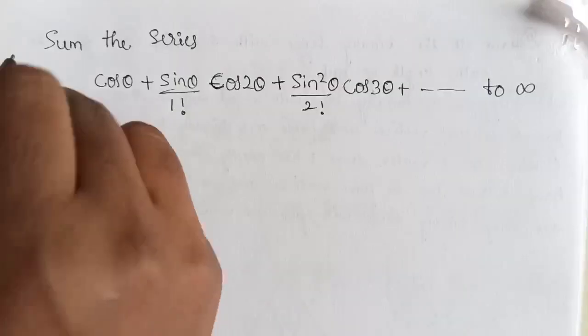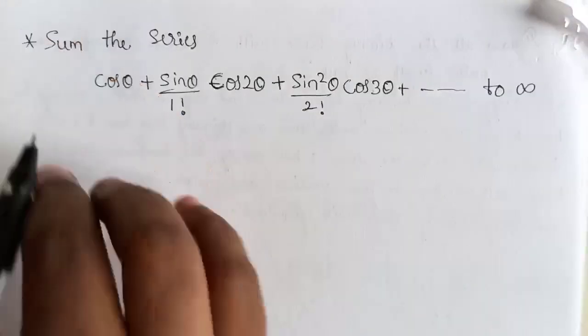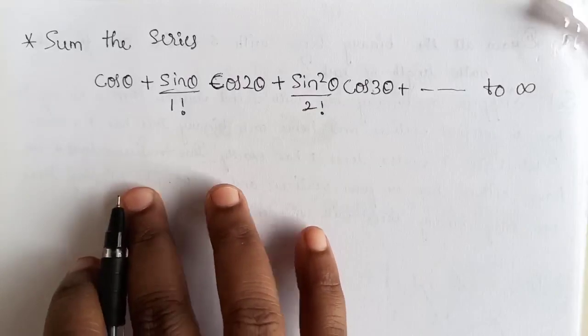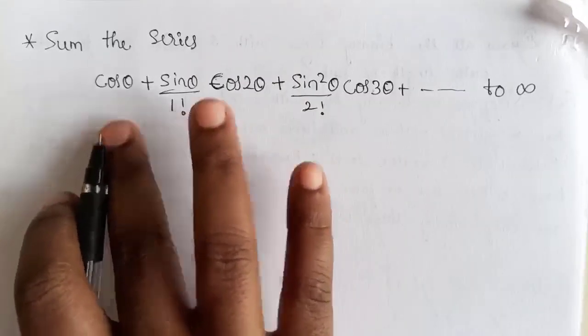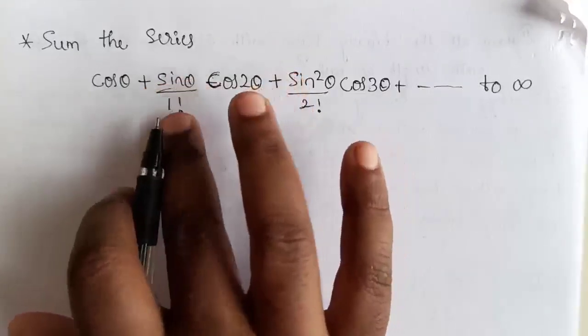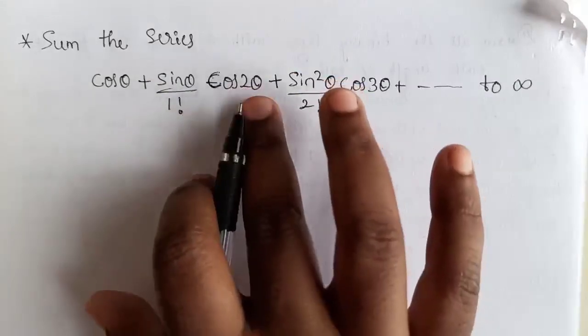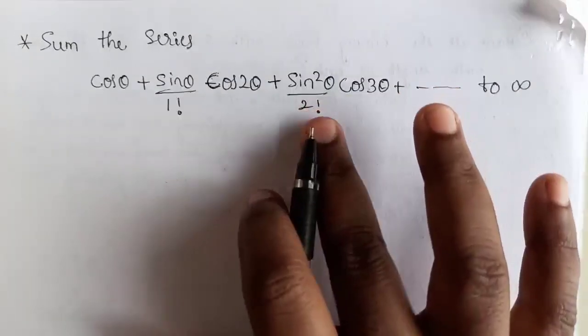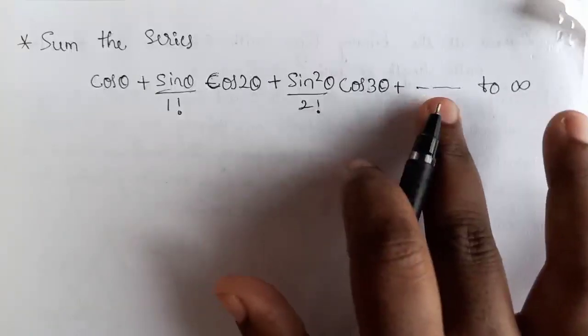Here we have one more problem which is similar to the first one we have done. So see here, given that cos theta plus sin theta divided by 1 factorial cos 2 theta plus sin square 2 theta cos 3 theta plus up to infinity.